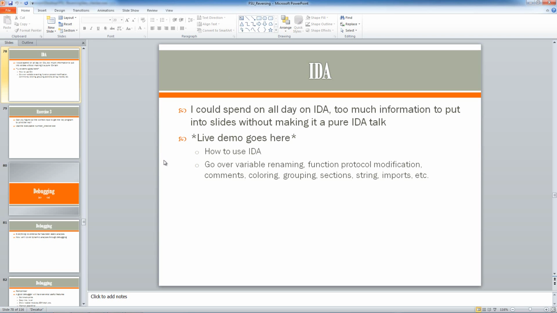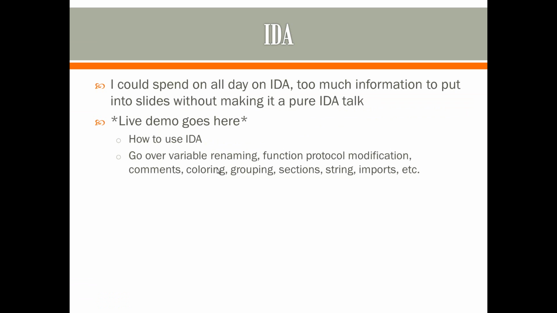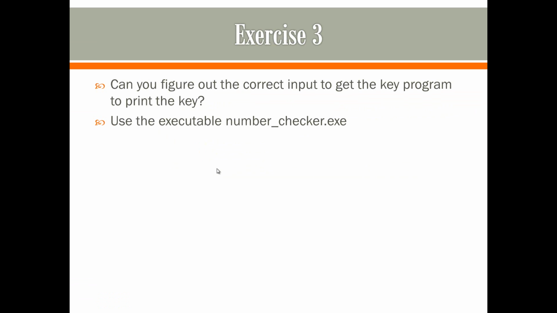So let's see if we can continue this. Okay. So here's your exercise number 3. Can you figure out the correct input to get the key program to print the key? And the executable for this one is numberchecker.exe. So again, this is being recorded, so if you want to do this exercise, just go ahead and pause it right here. I'm going to continue along to the solution. So let's see. Numberchecker.exe.